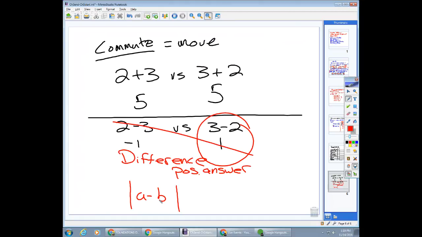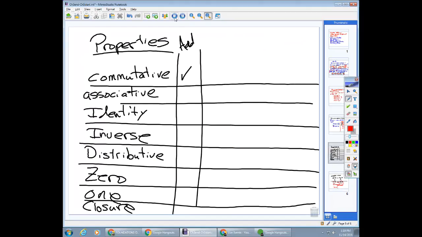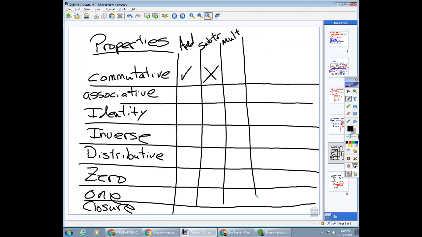All right, so commutative, back a slide. Addition is commutative, but subtraction is not. Multiplication, what do you think? Commutative? Yeah, and is there anything multiplication has on its side that helps us with that?